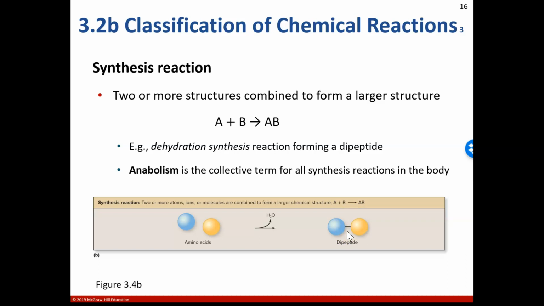We can use the term anabolism to describe this, and that is for all synthesis reactions. So for the word anabolism, look at the letter A in there and think add. We are adding these smaller molecules to make a larger molecule.